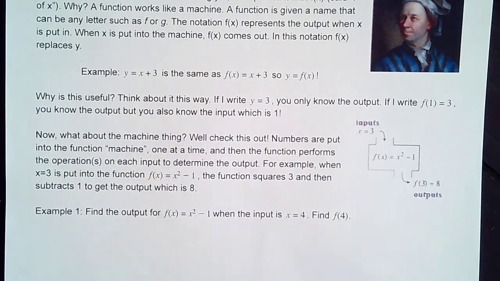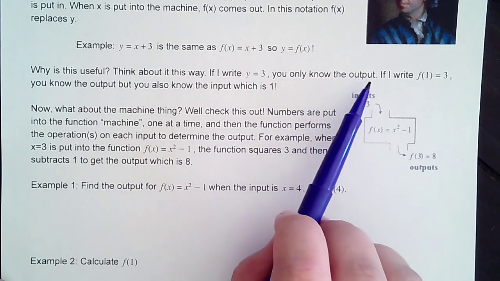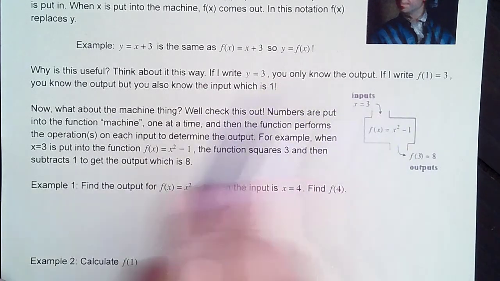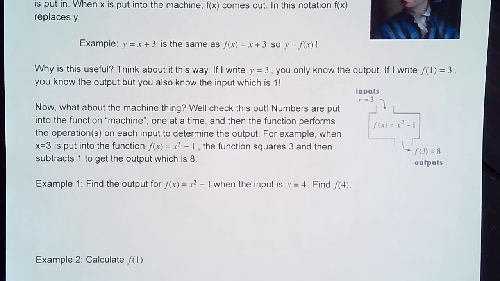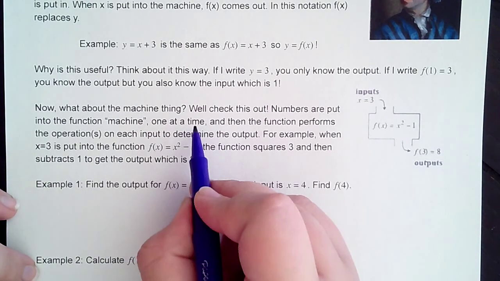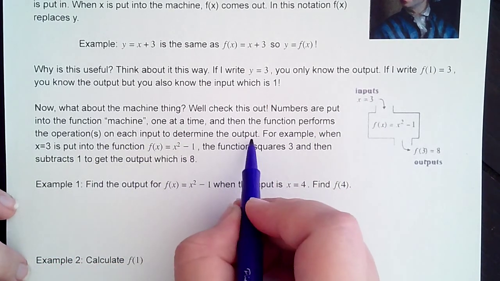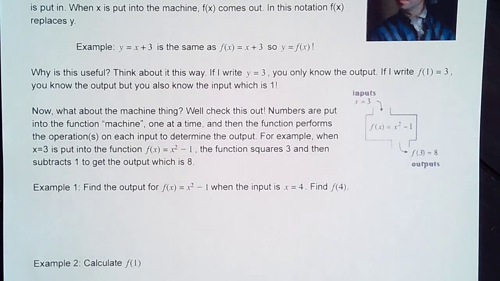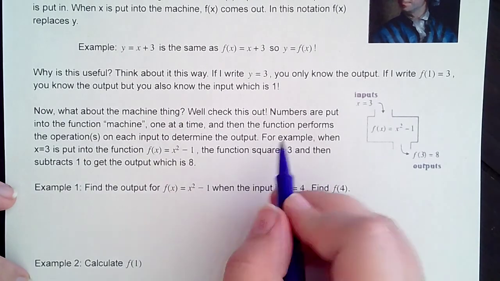I basically restated this. I wanted to explain it a little bit differently, but why is this useful? If you write y equals 3, you only know the output. If I write f of 1 equals 3, you know the output of 3, but you also know the input, which is 1. So now, what about the machine thing that I was talking about? Well, when numbers are put into the function machine one at a time, the function performs an operation on each input to determine the output. So in my last video, when we were plugging in a domain and getting out a y, getting out that range, that was essentially a function at work. We just didn't necessarily call it a function at that time.